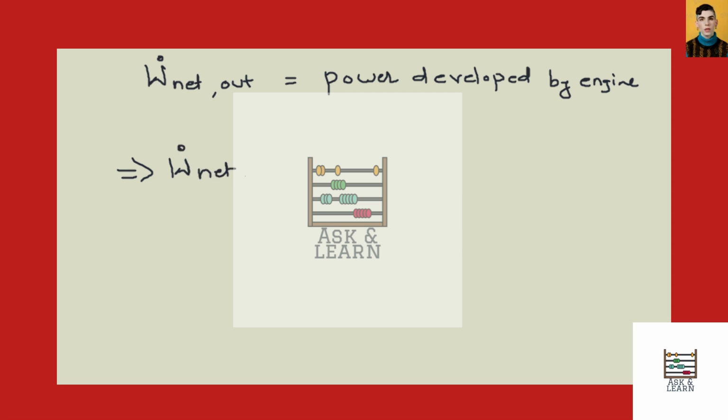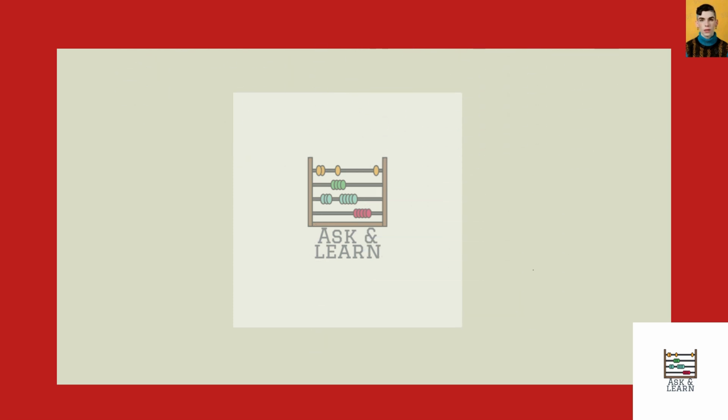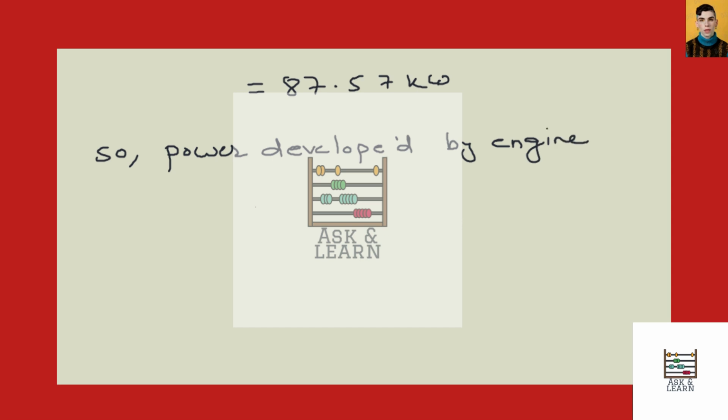Now W net out is equal to power developed by engine. So this value can be calculated as N into W net out by N REV. So putting all the values here, I am just putting all the values that were calculated earlier. On calculating this we will get the value as 87.57 kilowatt. So power developed by engine is 87.57 kilowatt.